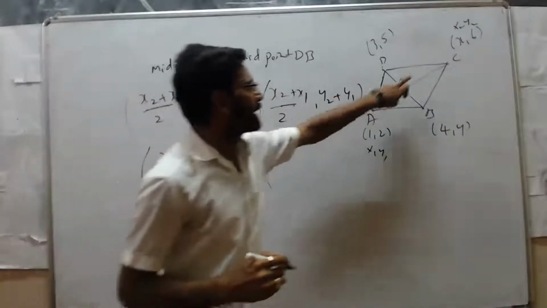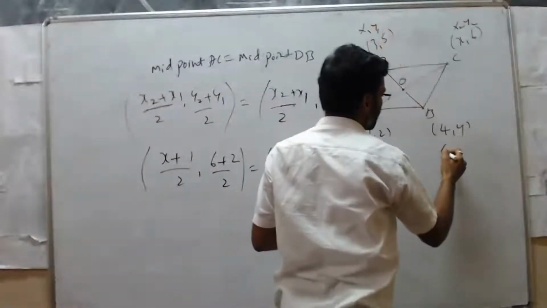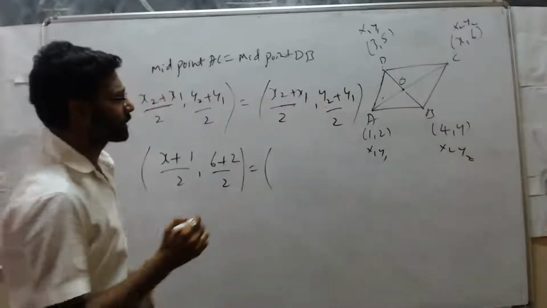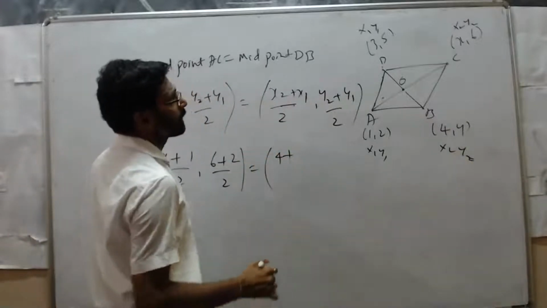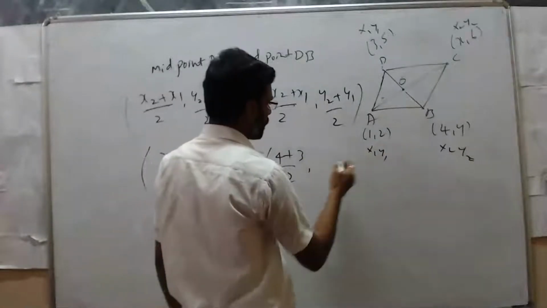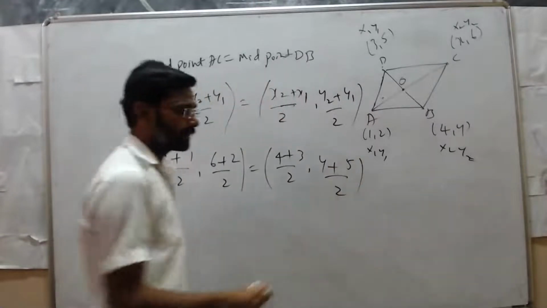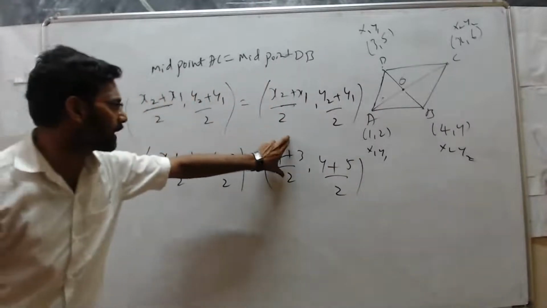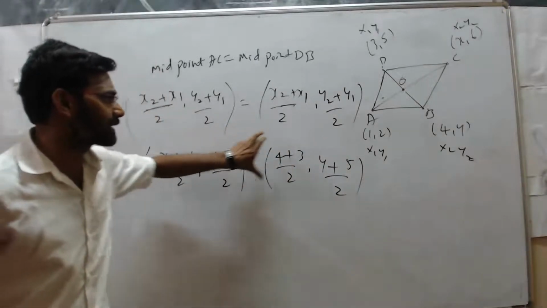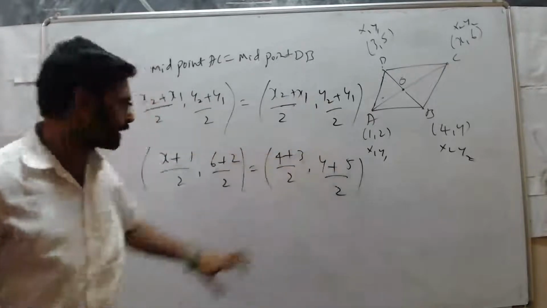Now for DB, we have (x1, y1) and (x2, y2). The x2 value is 4 plus the x1 value 3, divided by 2. The y2 value is y plus the y1 value 5, divided by 2. It means x coordinate equals x coordinate, and y coordinate equals y coordinate.